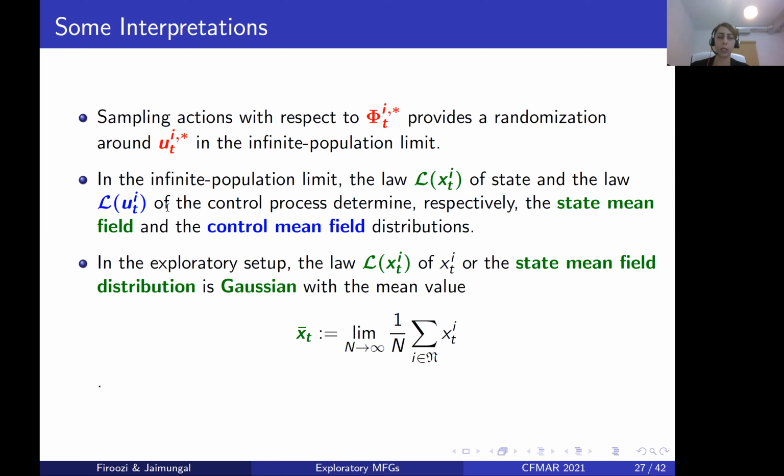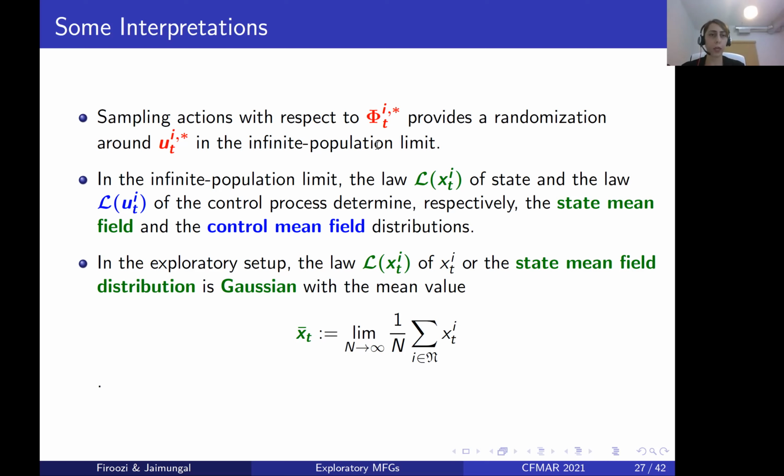Again, if we sample actions with respect to the distribution that we have obtained and apply them to the original, classical system that we had, this in fact provides a randomization around the optimal control action of the system. And I want to emphasize that this distribution is not deterministic. For our case, it is stochastic.